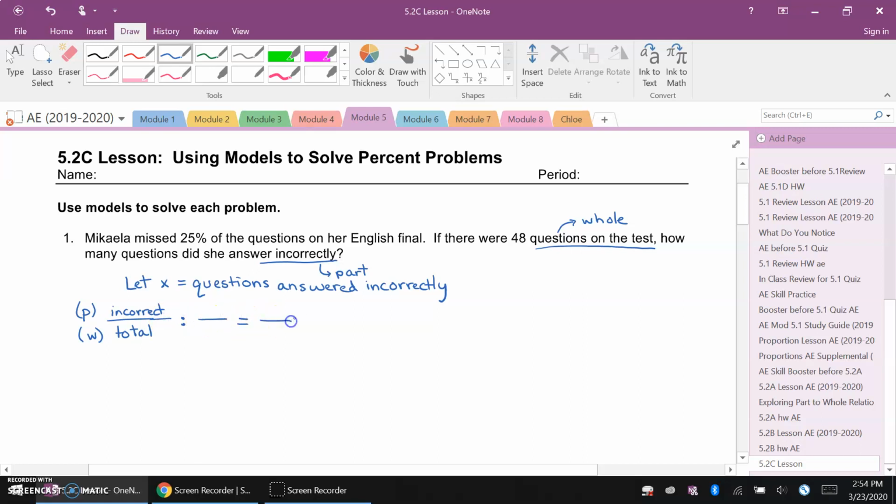So rereading the problem, it says there are 48 questions on the test. That's going to be the whole and will go on the bottom. We don't know how many questions she answered incorrectly, which is where we're going to put our X. And then on the other side, we've got our 25%. So percent means out of 100.